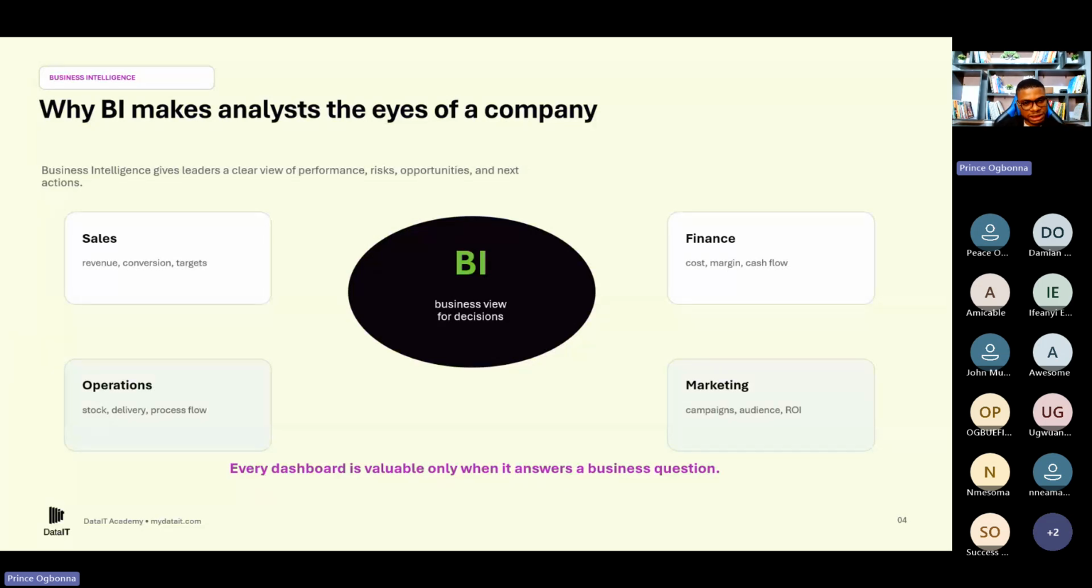Why business intelligence? I abbreviated it on this slide. BI is business intelligence. It makes the analyst the eye of the company, like I just explained. Business intelligence gives leaders a clear view of performance, risk, opportunity, and next action. Business leaders, I mentioned top executives, right?